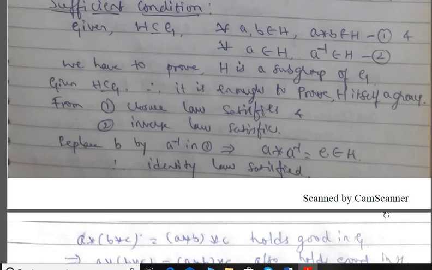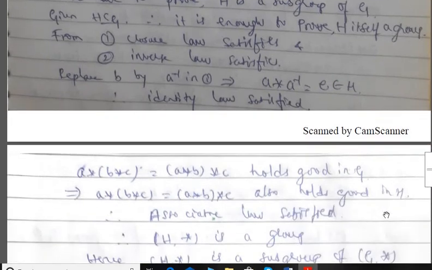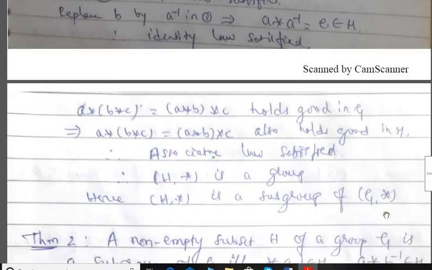And by replacing B by A inverse in the first equation, that is, in place of B I'll write A inverse, in that case we'll get A star A inverse. Always we know that it is equal to E, so that is an element of H. So that means E is an identity, so identity exists in H, so the identity law satisfies. So identity satisfies, closure satisfies, inverse satisfies, the only thing left is associative.